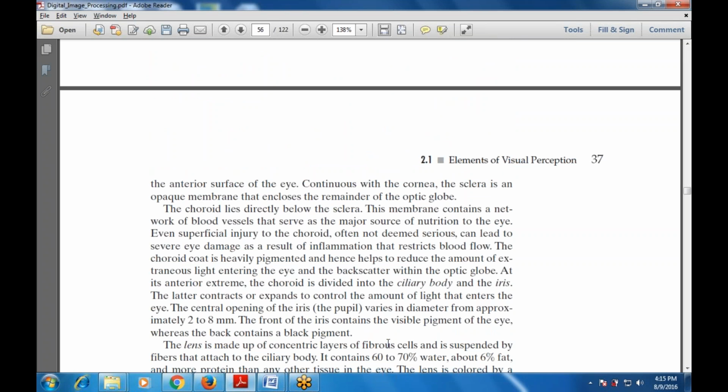And at its anterior extreme, the choroid is divided into the ciliary body and the iris. The latter contracts or expands to control the amount of light that enters the eye. The central opening of the iris varies in diameter from approximately 2 to 8 mm, and the front of the iris contains the visible pigment of the eye, whereas the back contains the black pigment.